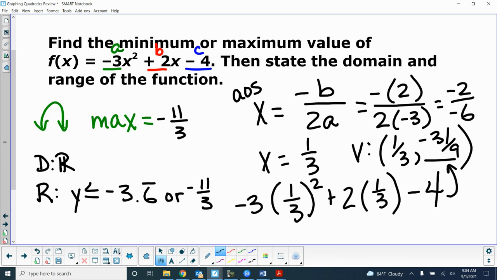Questions? So you didn't have to graph this one, but we still had to figure out the axis of symmetry so we could figure out the vertex. That way we could tell what the maximum value was and what our range is. Questions? This helps.